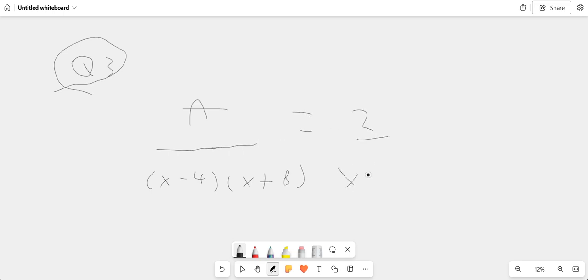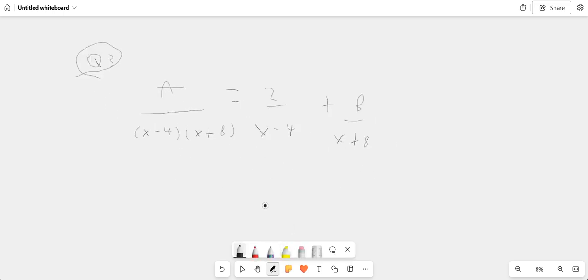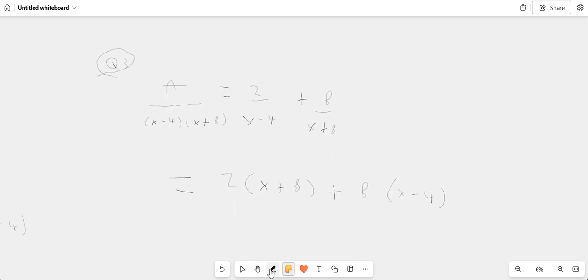Equals 2 over x minus 4 plus b over x plus 8. Safe. So do the same thing as before. Combine it, so bring x plus 8 up there. So that's 2 open bracket x plus 8. Bring x minus 4 onto the right. So that's b times open bracket x minus 4. All of that is obviously over x minus 4 times x plus 8, yeah?